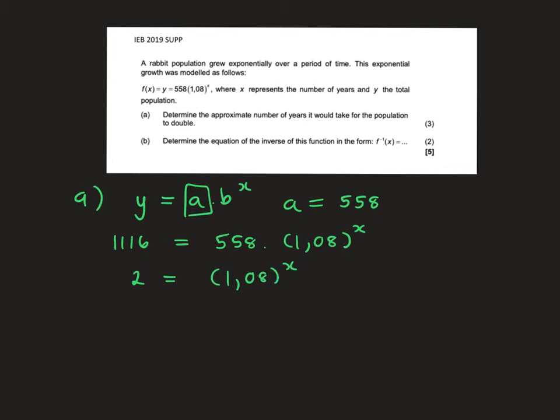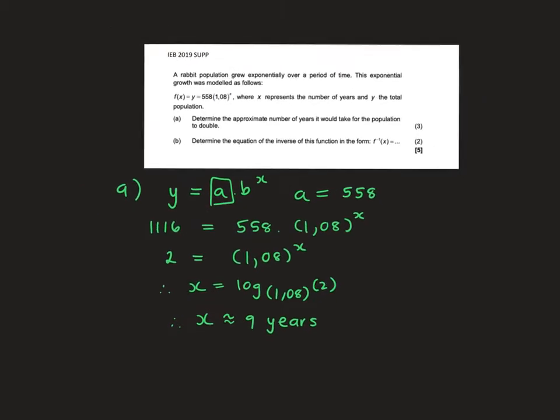You should realize here that we need to use logs in order to solve for the number of years. So x will be equal to log base 1,08 of 2, and if we approximate this answer, it will be approximately 9 years for the population to double, which seems like a long time. But anyway, especially because they're rabbits, you know.